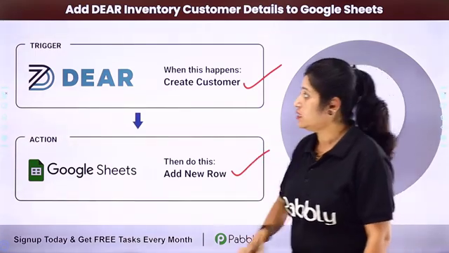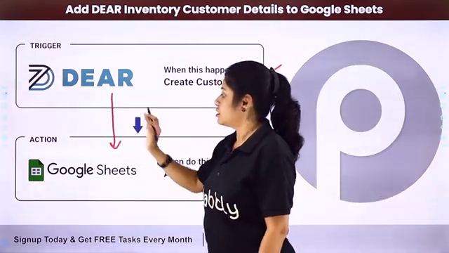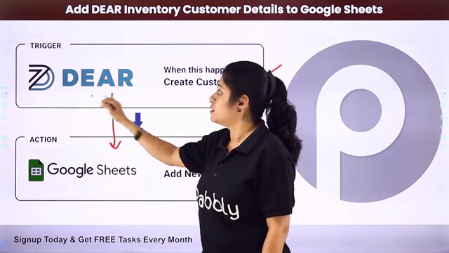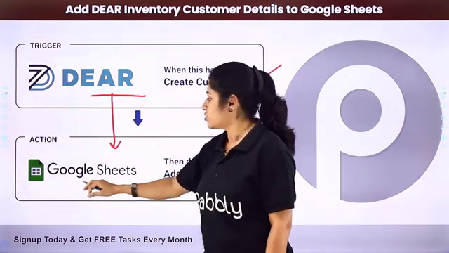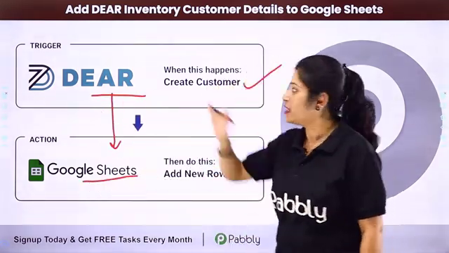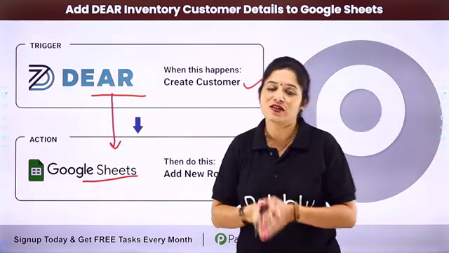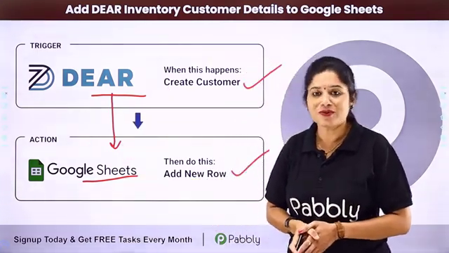Now for that you need to integrate Dear Inventory with Google Sheets. So here your trigger application would be Dear Inventory and your action application would be Google Sheets. So how you can integrate both these software applications using Pabbly Connect? For that you need to come to my screen.